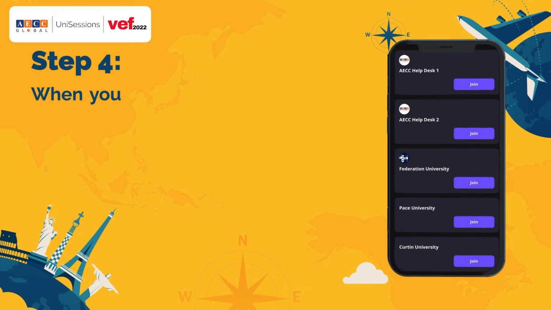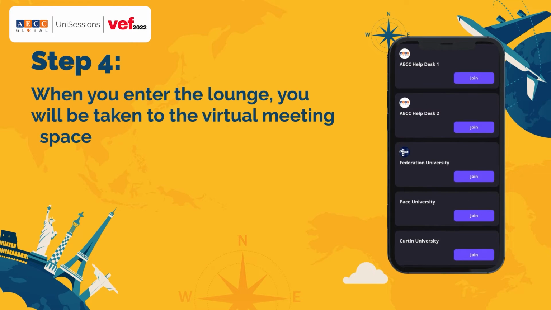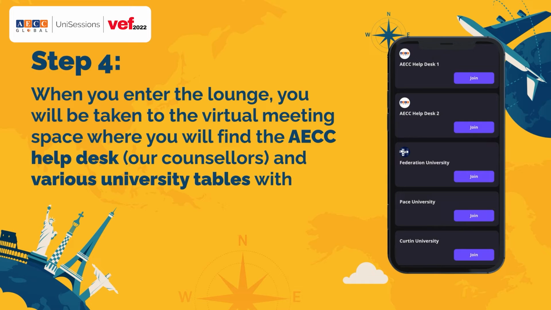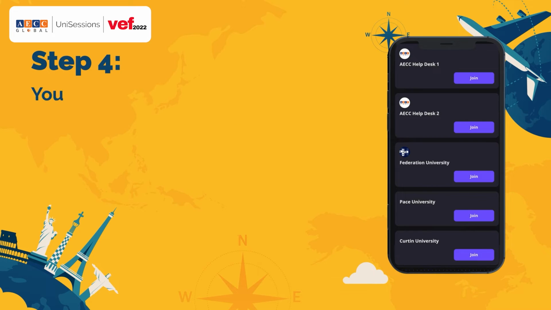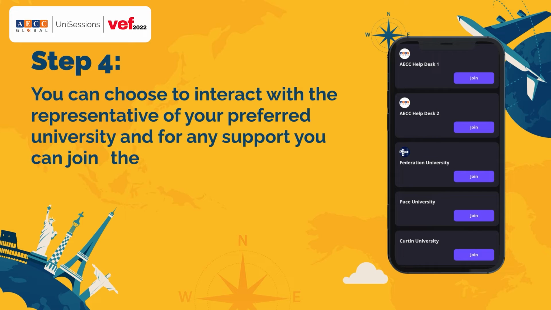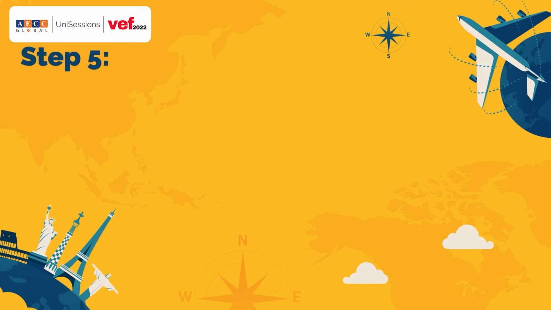Step 4. When you enter the lounge, you will be taken to the virtual meeting space, where you will find the AECC help desk, that is our counsellors, and various university tables with the representatives. You can choose to interact with a representative of your preferred university, and for any support, you can join the AECC help desk. Step 5.